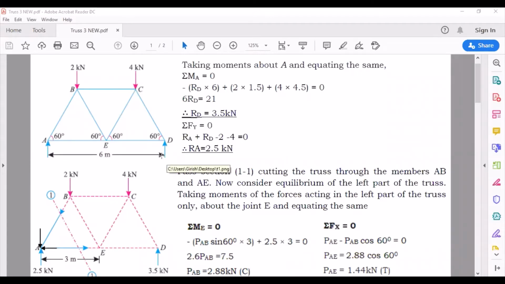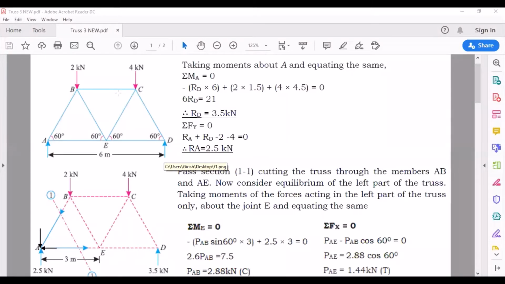This RD, we all know that it is a vertical force, so distance to be multiplied is horizontal. So horizontal distance of RD from point A is 6 meters, as you can see, and it is causing an anti-clockwise moment. So it is minus RD into 6.